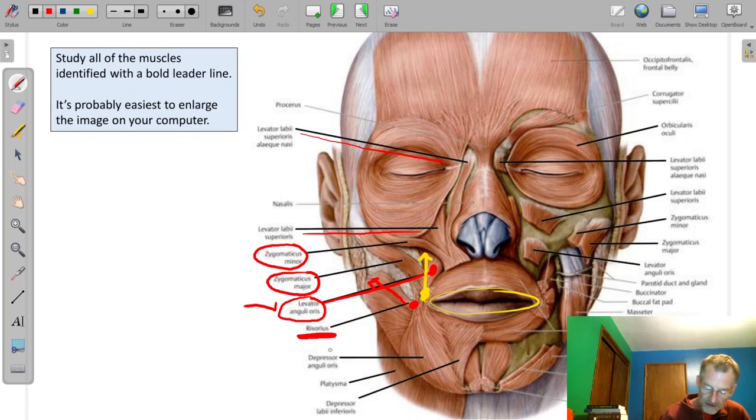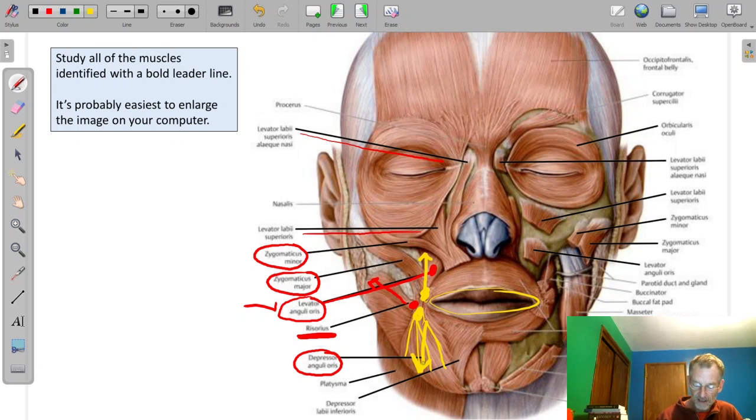Here's another one, the Depressor Anguli Oris. So where would you go looking for it? Well, it's going to be depressing the corners of the mouth downward. So it's all of this muscle. And its action, of course, is going to be to pull, to depress.